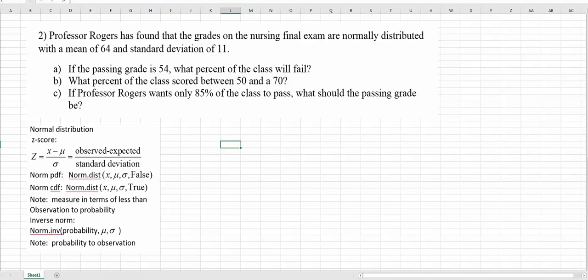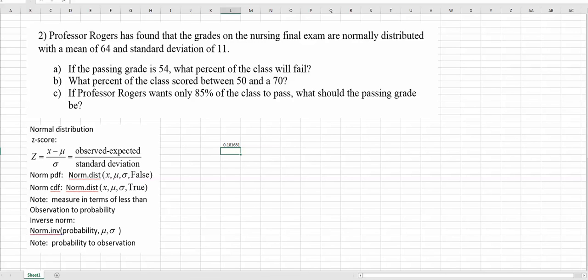Okay, so I'm going to do equals norm. Now notice as I start typing, norm distribution pops up. Double click on that. It wants to know the observation, which in this case is 54. It also wants to know what the mean of the distribution is, so 64, and the standard deviation being 11. And then lastly, I want to type in the word true or just click the word true, and that'll identify that I'm doing the cumulative distribution. So that means 18% is less than 54, so 18% of the class would fail.